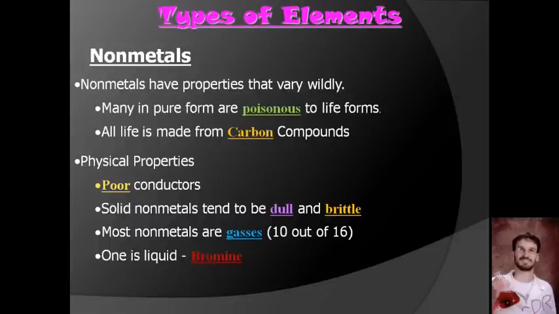The majority of nonmetals, so these are the solid ones. The majority of nonmetals, though, 10 out of 16 of the nonmetals are gases. So obviously you're not hammering those into anything. But that's what makes up much of our atmosphere. And then one of the nonmetals is a liquid, and that is bromine. It's also extremely poisonous.